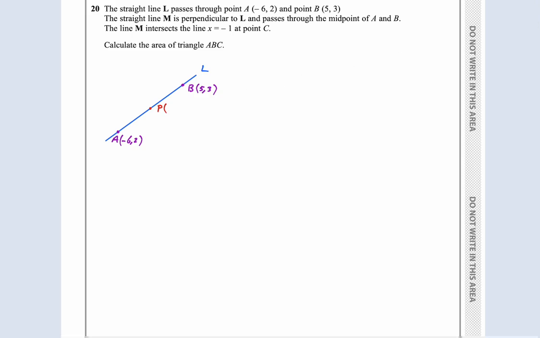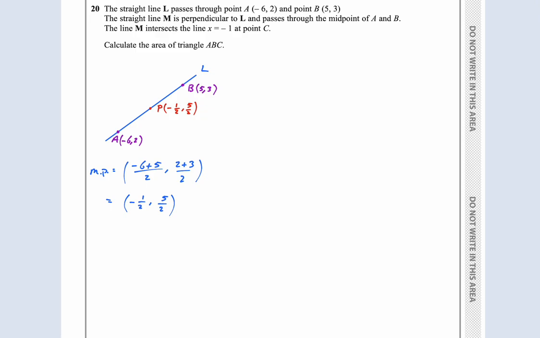So P is the midpoint, and the midpoint is equal to x1 plus x2 over 2, comma y1 plus y2 over 2, which is -1/2, comma, sorry, over 2. What am I doing? That was supposed to be a 2. 2 plus 3 over 2 is 5 over 2. So that's this midpoint P, -1/2, comma 5 over 2.